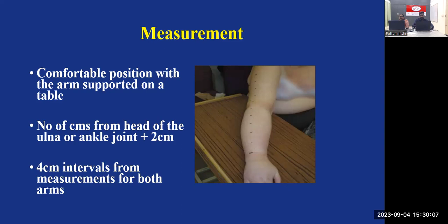When we take a circumference, we can find out how much the volume is increased compared to the normal limb. So you have to take a proper measurement, first of the affected limb and the non-affected limb. For an upper limb, you can take a measurement from the head of the ulna plus 2 centimeters, then again every 4 centimeters.